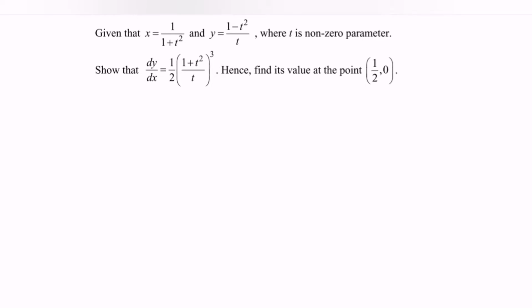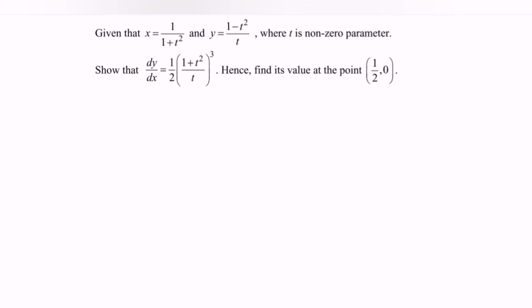Hello everyone, in this video I'm going to discuss parametric differentiation. Given that x equals 1 over 1 plus t squared and y equals (1 minus t squared) over t, where t is a non-zero parameter, show that the first derivative dy/dx equals 1 over 2 times (1 plus t squared) over t to the power of 3. Hence, find its value at the point (half, 0).